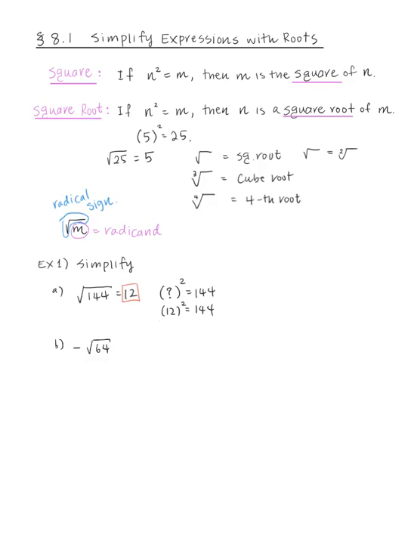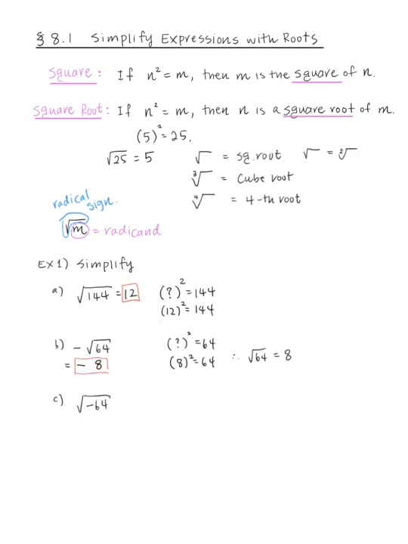Now let's look at part B, negative square root of 64. Alright, so let's simplify this a little bit. First, let's just stare at the square root of 64. The question is, what square is going to give us 64? Well, that's 8, isn't it? 8 squared gives 64. Therefore, the square root of 64 is just 8. But notice that there is a minus sign on the front of it. So our answer is going to be negative 8.